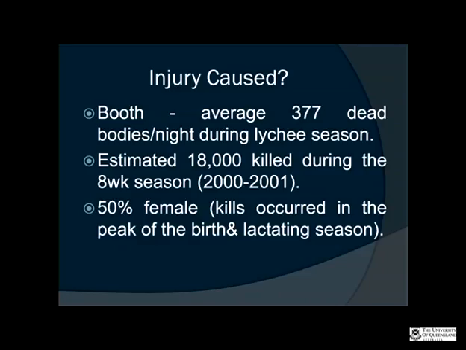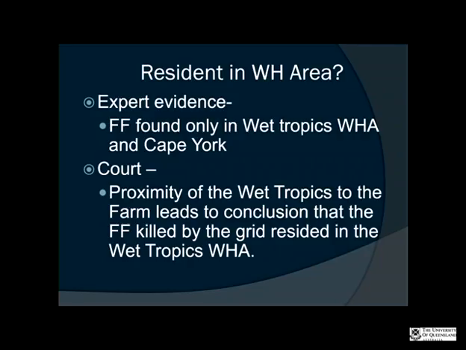And I stopped the footage because I actually find it quite traumatic to watch, but there's actually little babies sitting on the ground. The females have been electrocuted and the babies have dropped to the ground, and the mothers are dead. And yeah, it's there if you want to watch it, but I just stopped it after you got a general idea. So were they resident in the World Heritage Area?